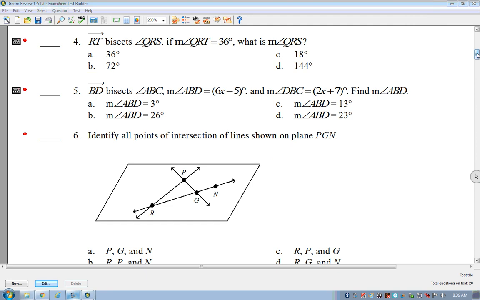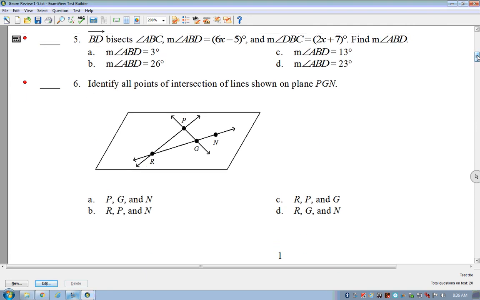Okay, question number 5. All right, here we have BD bisects. Hopefully we understand the word bisect now because we just covered that. So ray BD bisects angle ABC. So that angle I just drew up there with QRS, could I redraw that and just change the labels? Yes. Okay.